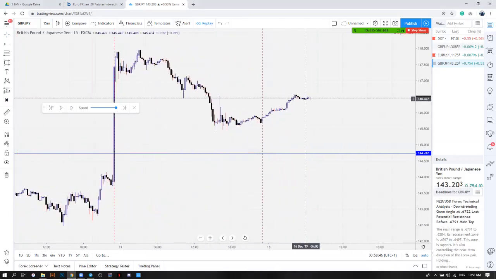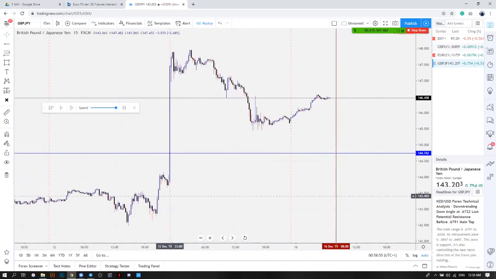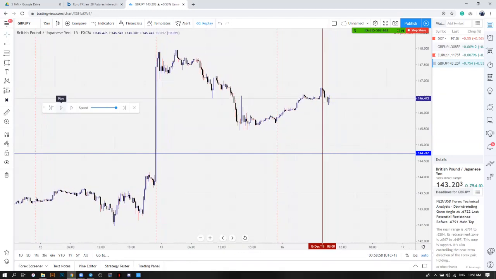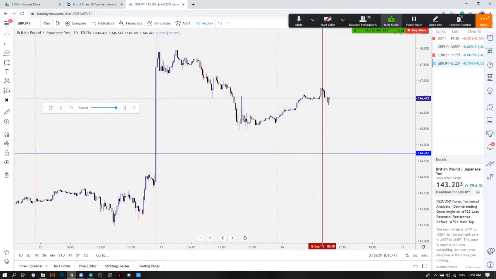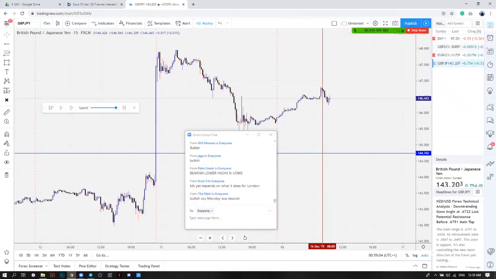London open. This is London open. Okay, let's see what the market does. Are you bullish or bearish at London Open? Let's see. Look at what price actually did around London Open. Bullish, okay. Bearish, okay. Who says bearish? Only 3 people said bearish. Okay, so everyone is all bullish.